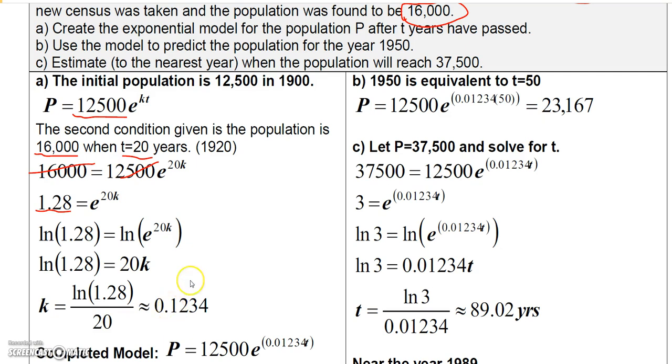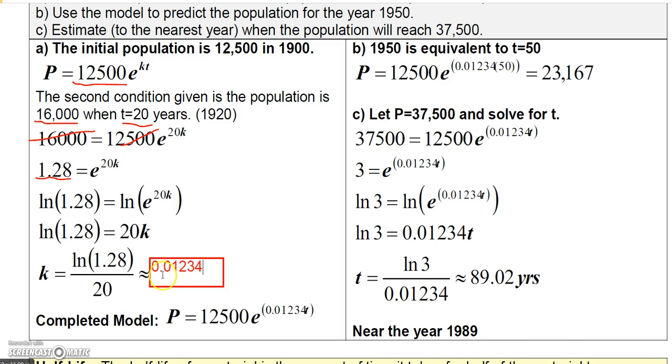And right here I've got a slight typo. I've got it correct in the formula, but there I don't have it correct. It should be 0.01234. So the solution there for k is 0.01234. So now I can go back up here to my model, and I can put the k value that I found into the model, and I'll get that P equals 12,500 e to the 0.01234 times t.